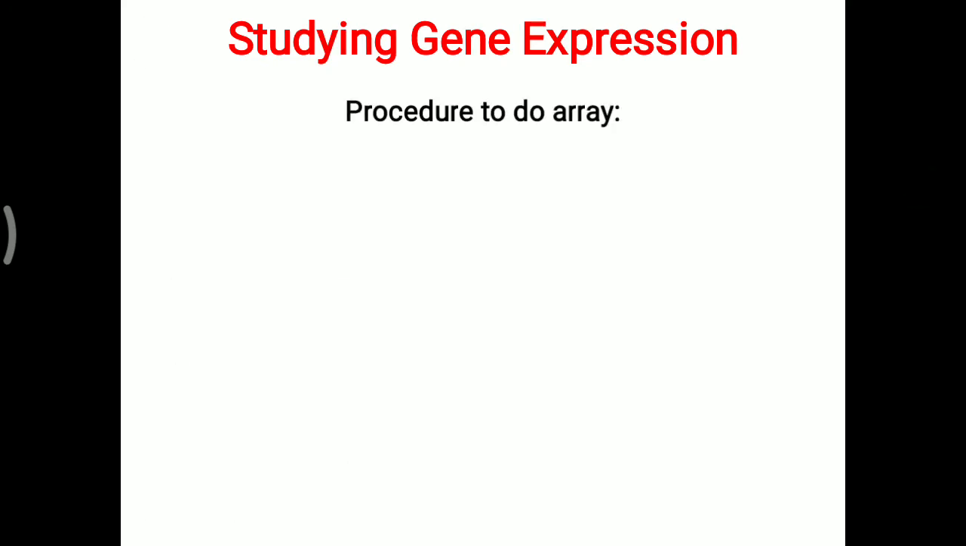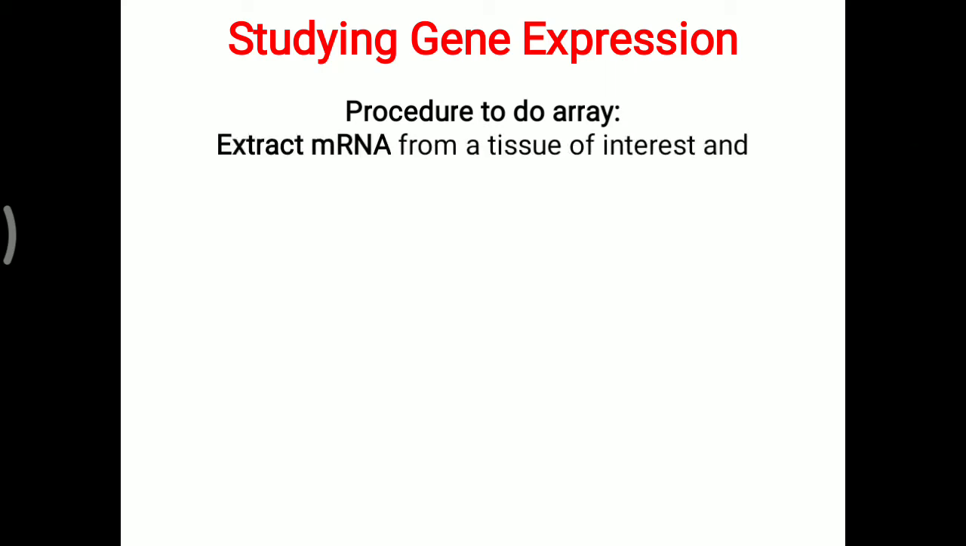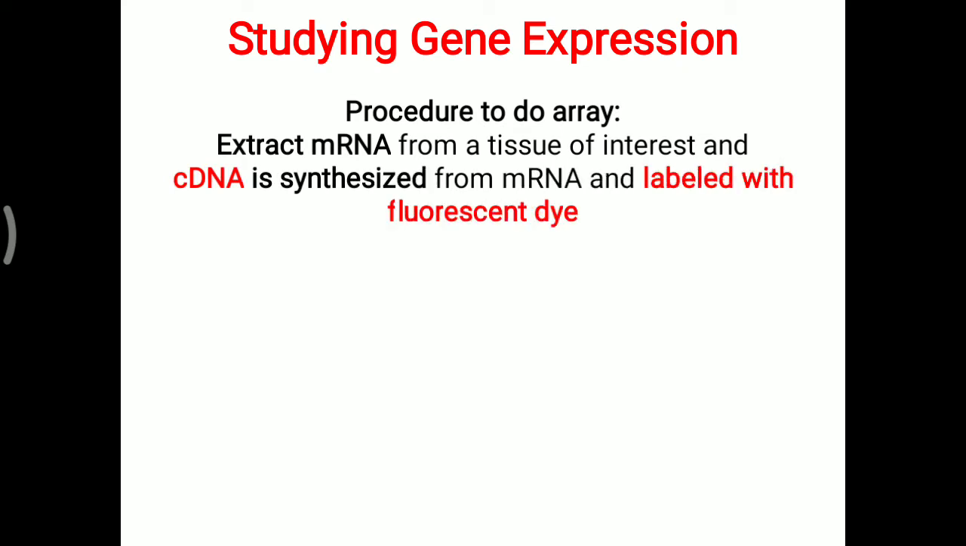Now, how this array works is explained. First, we have to extract mRNA from a tissue of interest, whichever tissue we are studying. From that mRNA, complementary DNA is synthesized with the help of the reverse transcriptase enzyme. The complementary DNA synthesized from this mRNA is then labeled with a fluorescent dye.